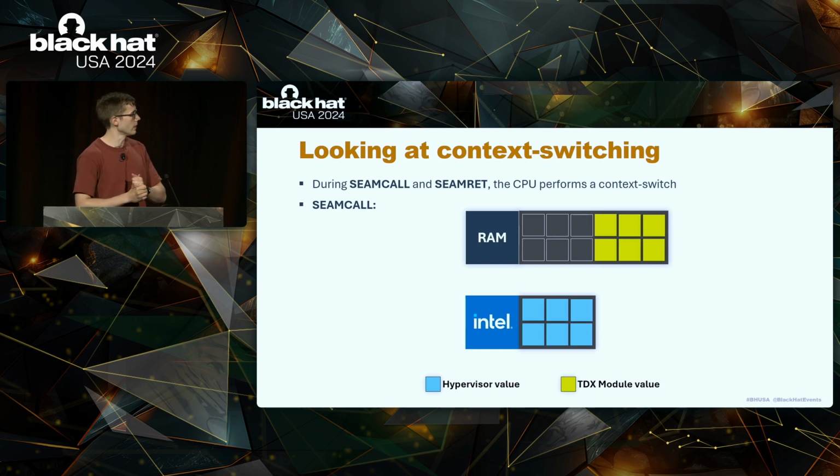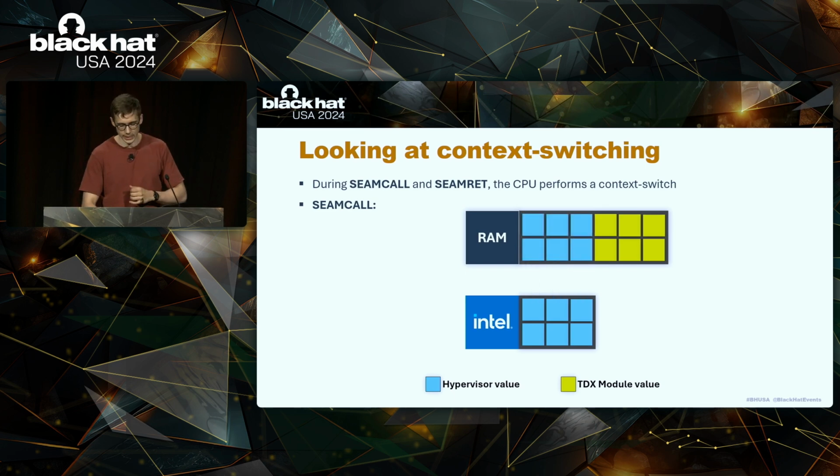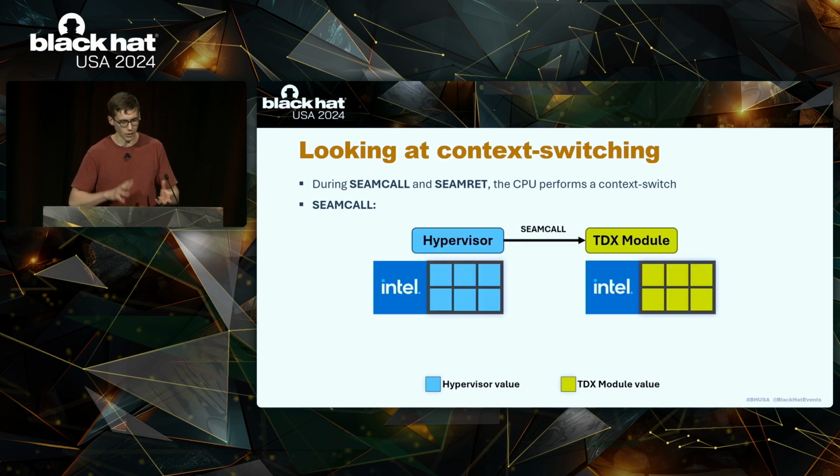So if we represent here an Intel CPU with 6 registers, during the SEAMCALL, what happens is that the values initially in the registers are the hypervisor values. The CPU saves them to memory. And then it installs the values of the TDX module into the CPU so that the CPU can then start executing with a safe set of initial registers. So that's how the CPU goes from having hypervisor values before the SEAMCALL to having TDX module values in the registers after the SEAMCALL.